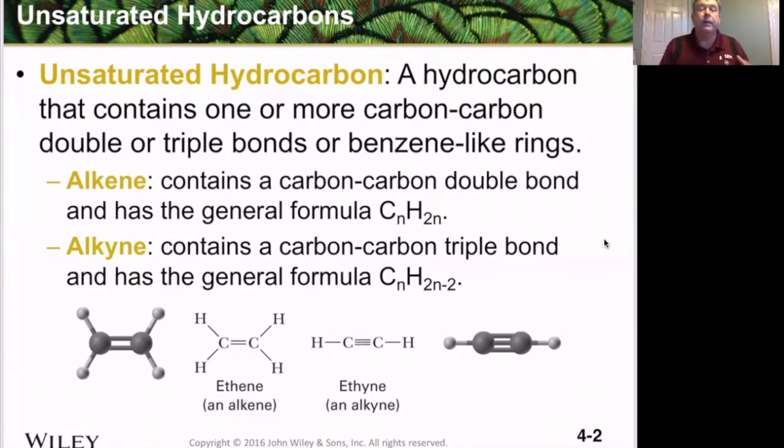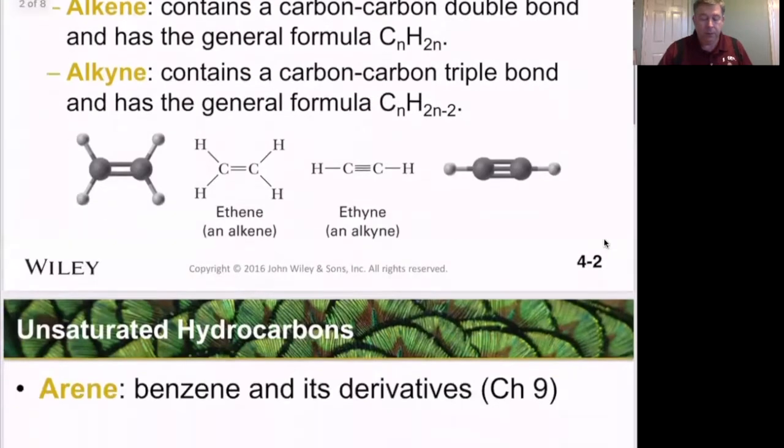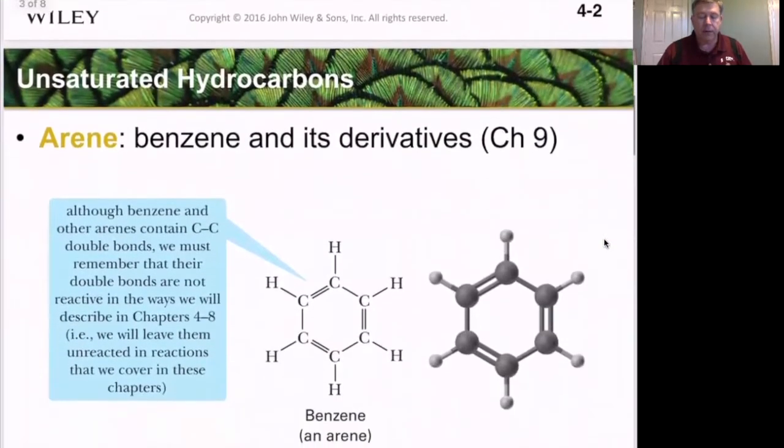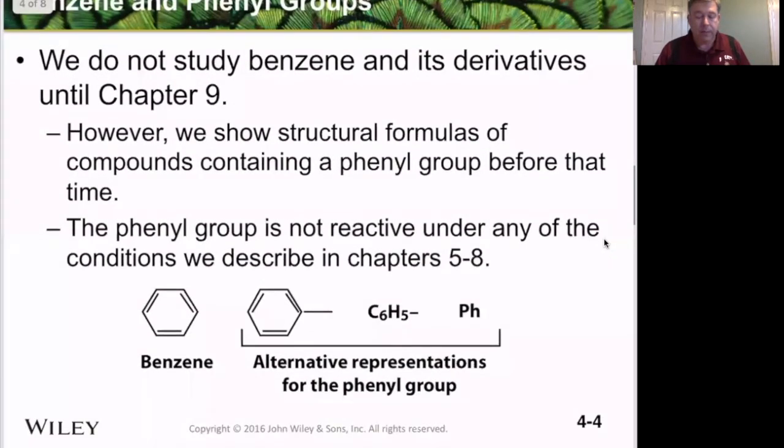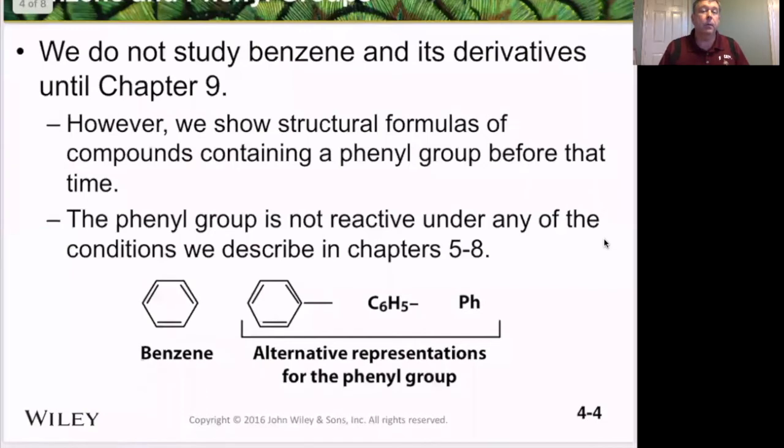So all of our alkenes have at least one double bond, and all of our alkynes have at least one triple bond. There's another form of unsaturated hydrocarbon that we're not going to talk about until chapter 9, and that's benzene and its derivatives. This is a special kind of alkene where it's in a ring and has alternating single and double bonds. Because of this, it has different reactivity than what we'll be describing in chapters 4 through 8. Even though we're not going to study it until chapter 9, we have to know about it because we can use it as a substituent.